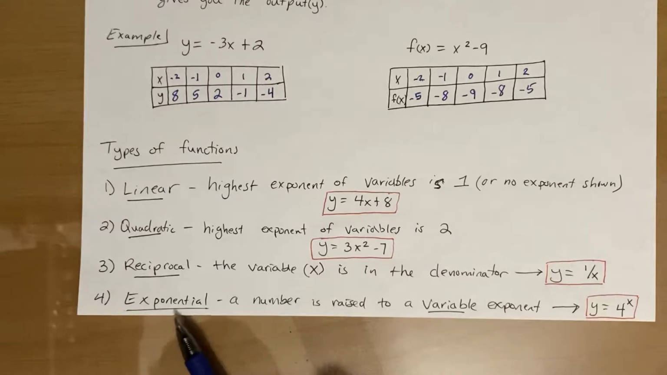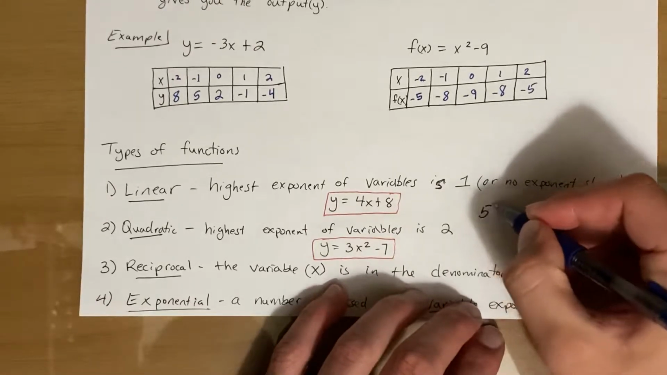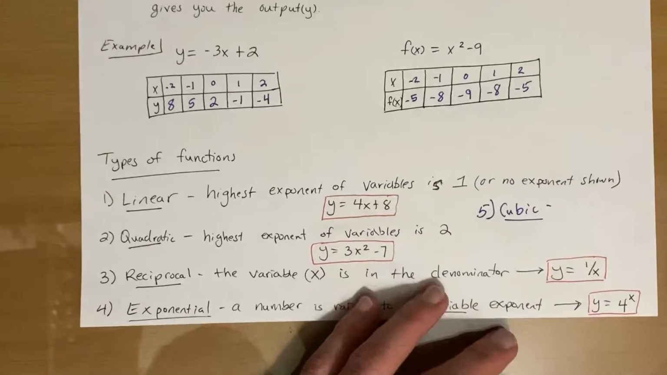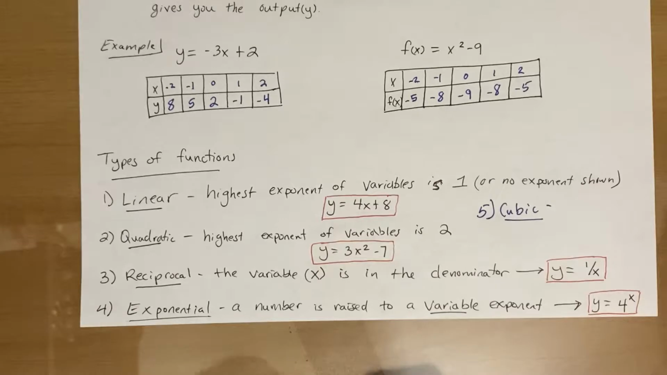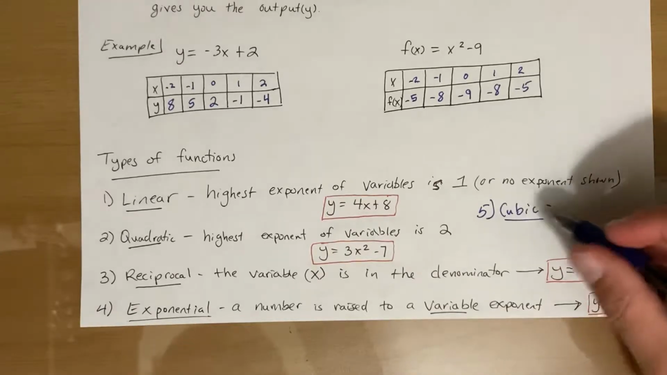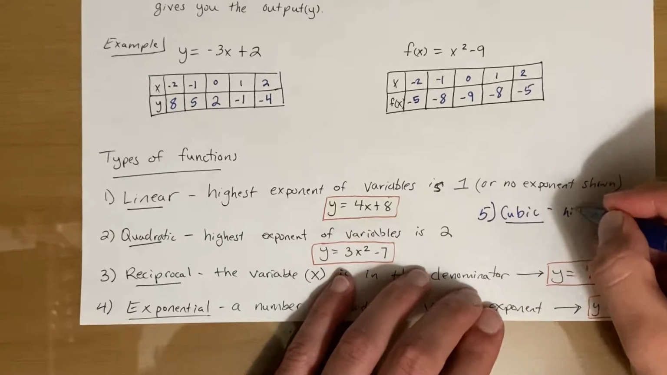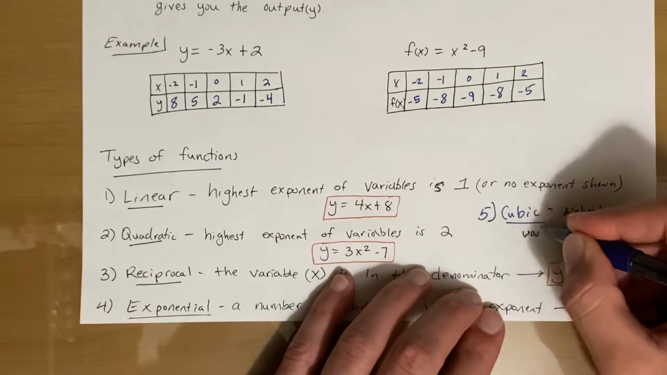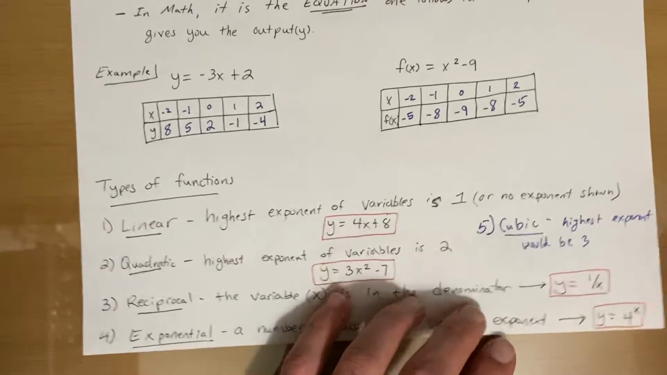The next one says exponential. An exponential function is where a number is raised to a variable exponent. So if you notice here, 4 is my base number, and actually x is my exponent. Okay, so that would be an exponential function. There's actually one more that I want to talk about, and let's call it number 5, and this is called a cubic function. Think about what exponent I would use if I cubed a number. It'd be an exponent of 3, right? So a cubic function would have a highest exponent of 3. Okay, so that's another function, cubic function.